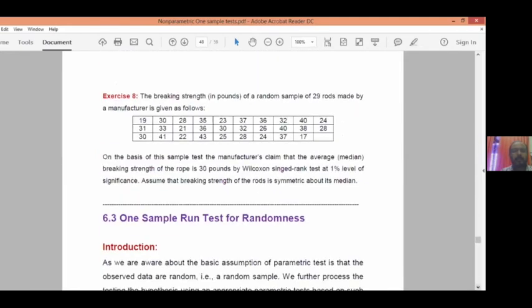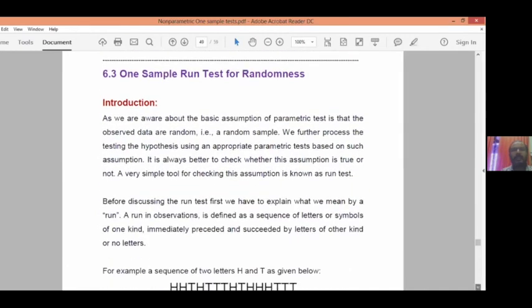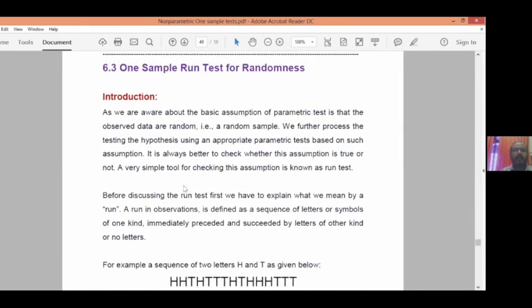Now I come to the one sample test for randomness, that is called the run test. As we are aware, the basic assumption of a parametric test is that the observed data is random, that is, a random sample. We further process the testing of hypothesis using an appropriate parametric test based on such an assumption. It is always better to check whether the assumption is true or not. A very simple tool for checking the assumption is known as the run test.